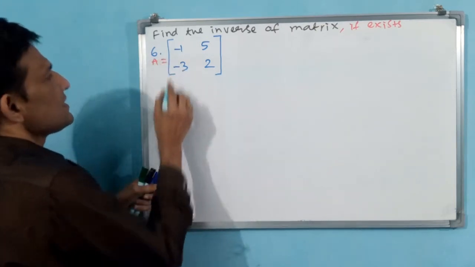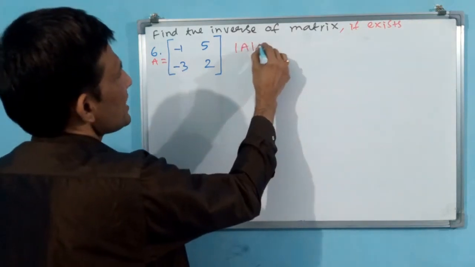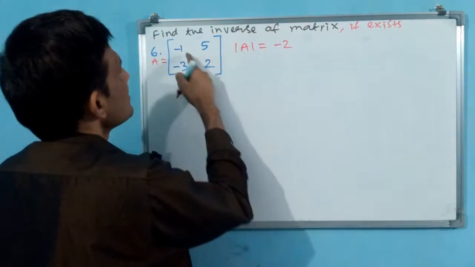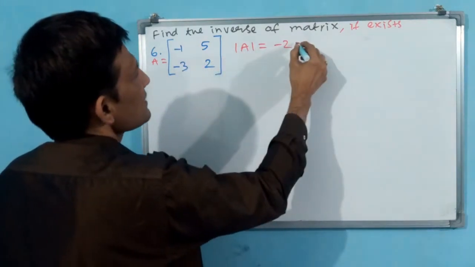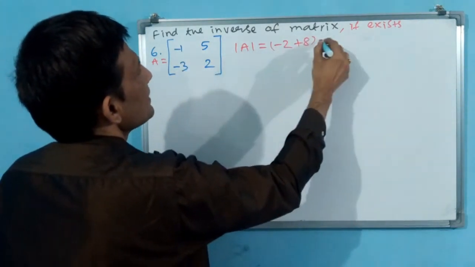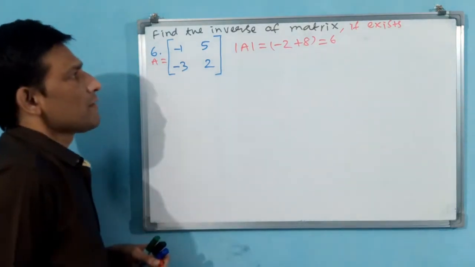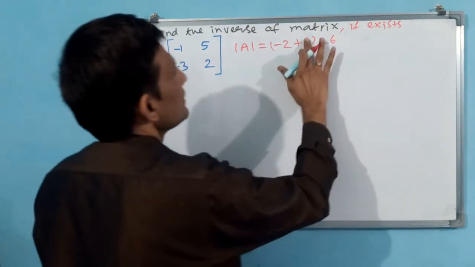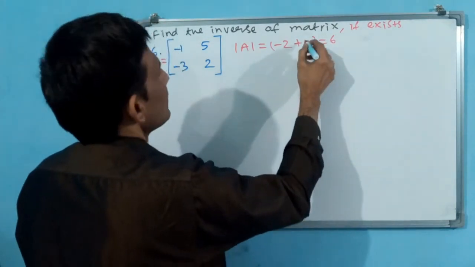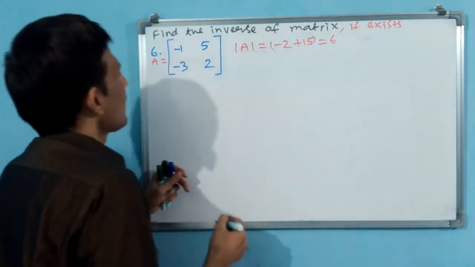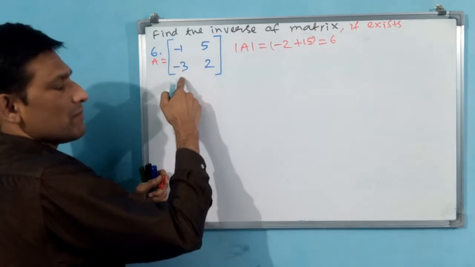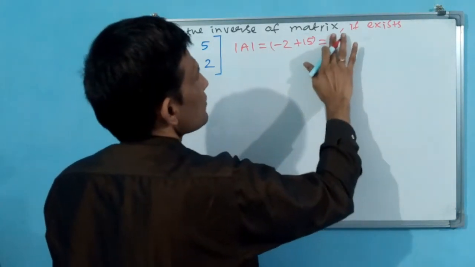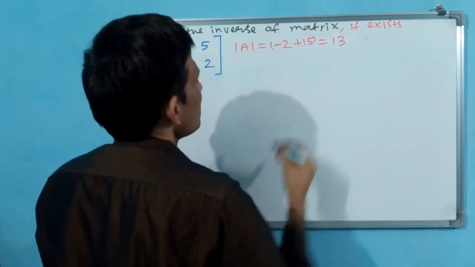Let us find determinant A. I am taking this as A. Determinant A is equal to AD minus BC. Minus 15, plus 15. 5 into 3, 15. Minus 15. Minus of minus 15 plus 15. Plus 15 minus 2. That means plus 13 it is going to become.